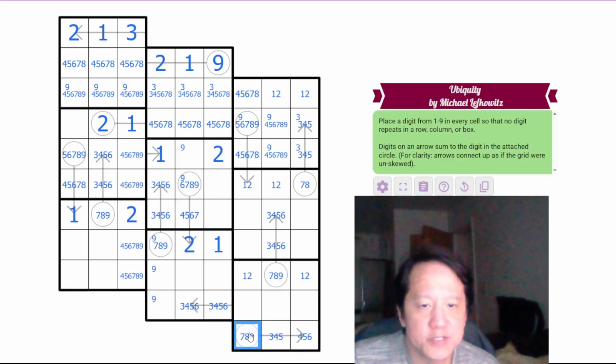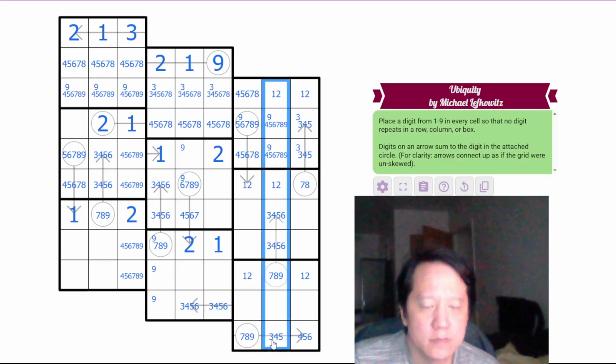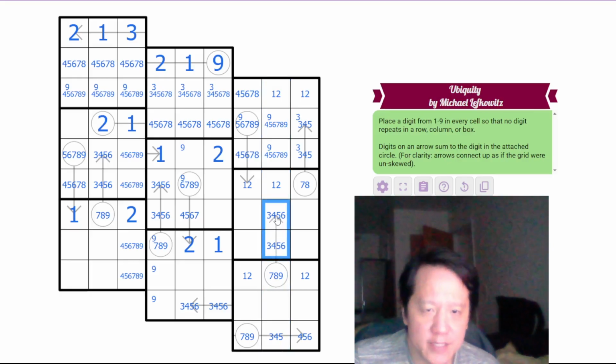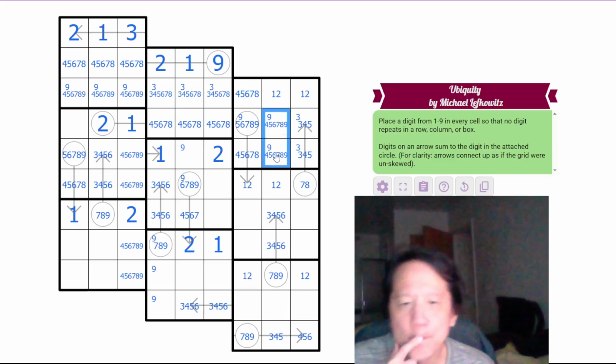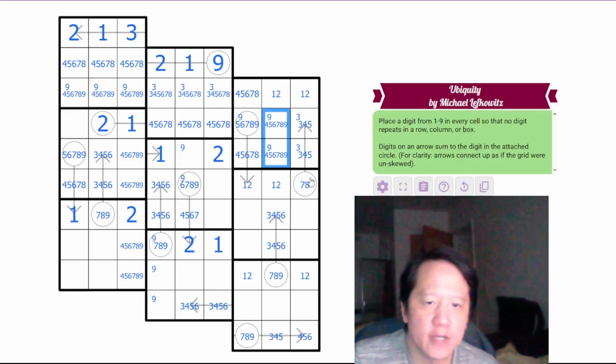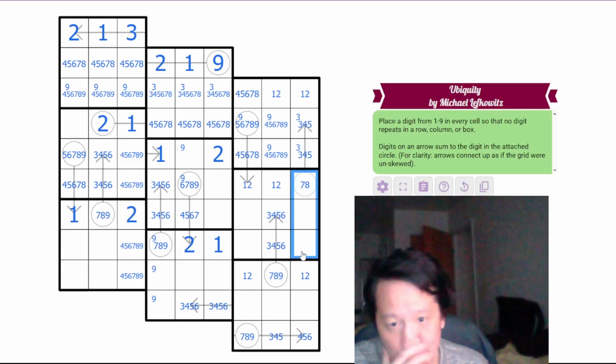Where is this digit in column 8? It cannot be any of these, obviously, because it's in the same box. These cannot be 7 through 9, so it can't be any of these. It can't be here, so it's one of these 2. So then it has to be one of these 3 here.